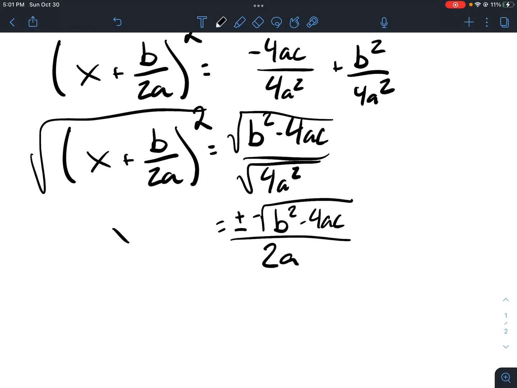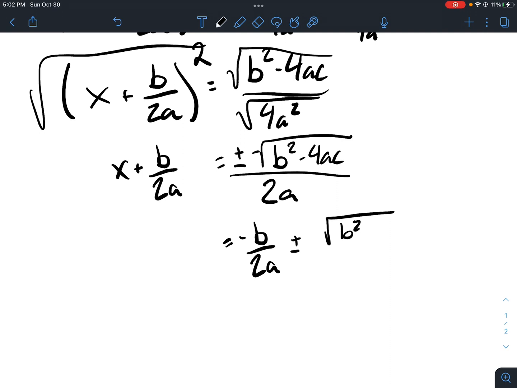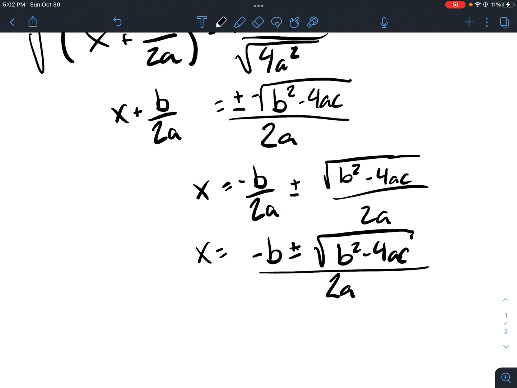Now, we're going to be left with an x plus b all over 2a. And we can combine like terms, so we're going to subtract this b over 2a to the other side. So we're going to have plus or minus radical b squared minus 4ac all over 2a. We have a common denominator now. So we are going to get exactly what the quadratic formula is, all over 2a. So this is our quadratic formula.